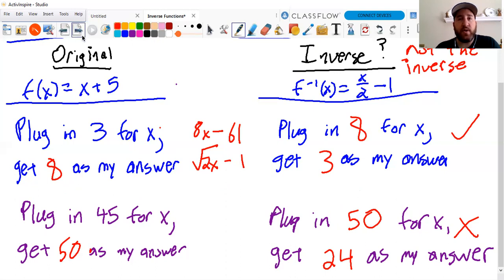Now you're asking, okay, well, Coach Harf, if I'm not just trying to randomly guess, how do I figure out if two functions are inverses? Well, there are two methods where I can start with the original function and use it to find or calculate, whatever way you want to look at it, the inverse function.